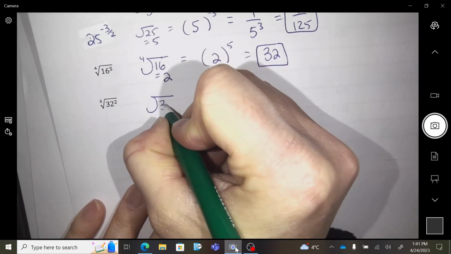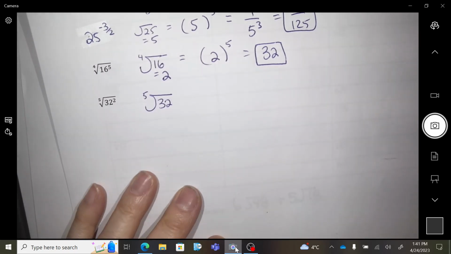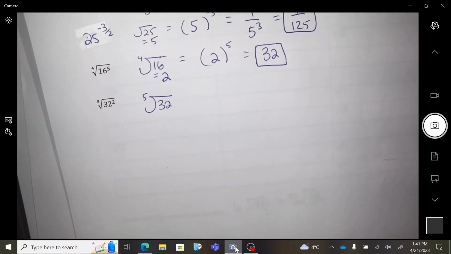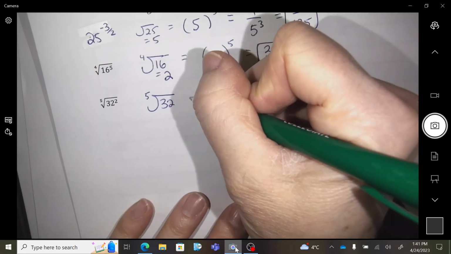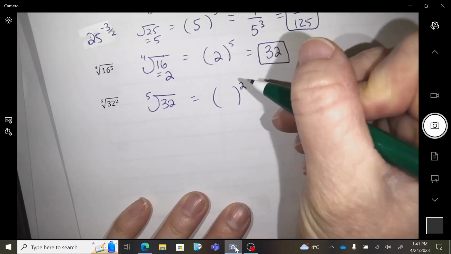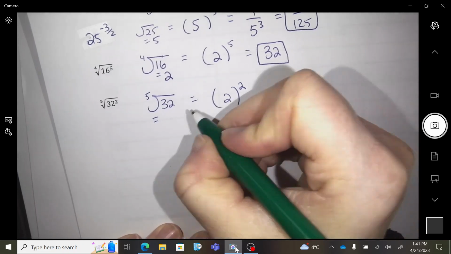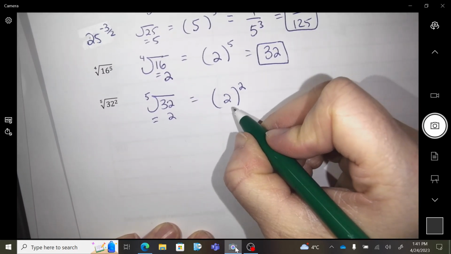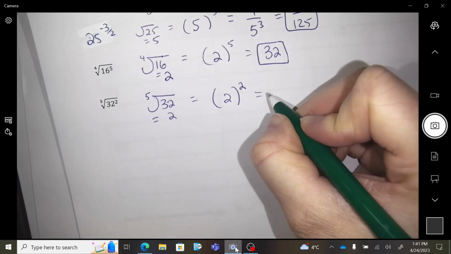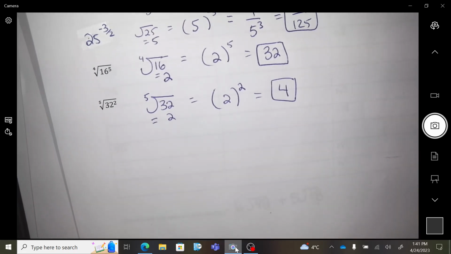Okay, we're going to do the 5th root of 32. The 5th root of 32. Then we're going to square that. So what is the 5th root of 32? It's 2. We just worked on it. 2. Then 2 squared is 4. So that answer is 4.